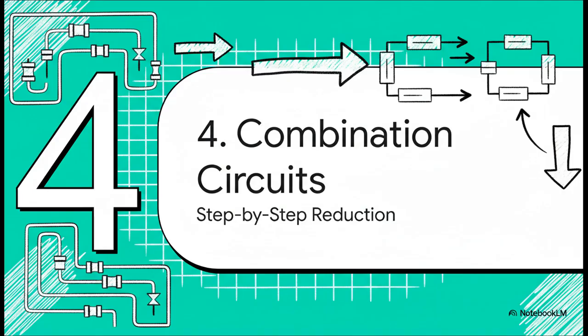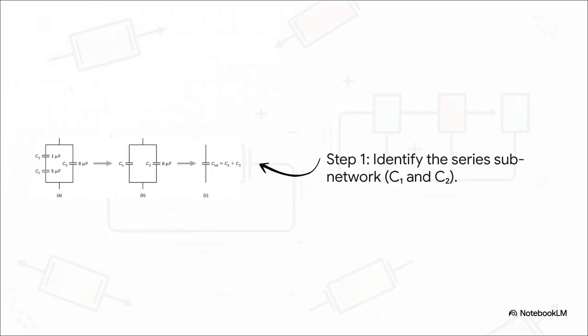In the real world, circuits are rarely just one or the other. They're a mix. The key to not getting lost is to have a methodical strategy to break the complex network down piece by piece. Step 1 is always to just scan the circuit and look for the simplest, most obvious combinations, the low-hanging fruit. In this diagram, it's pretty clear that capacitors C1 and C2 are connected end-to-end. That's a textbook series subnetwork right there.